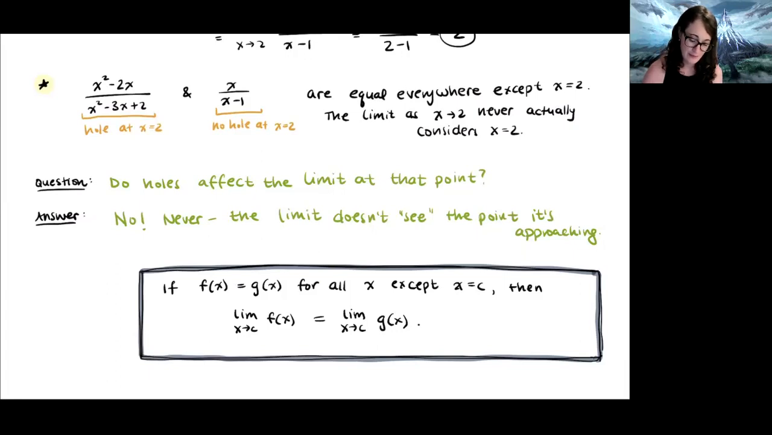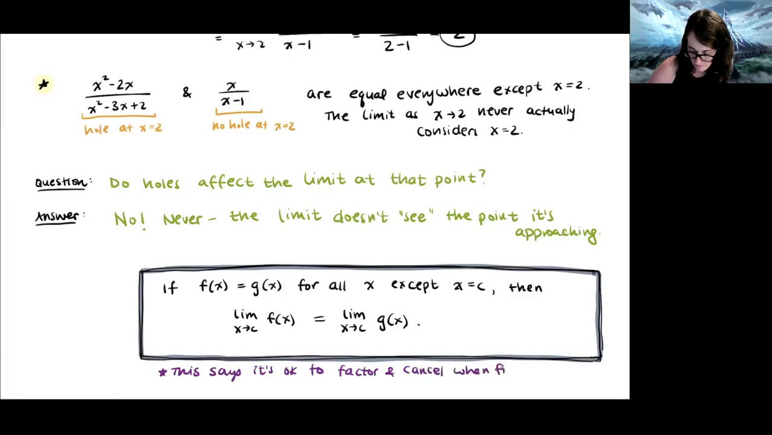Maybe let's write that down. Okay, so what this is saying is that it's okay to factor and cancel when finding limits. And not only factoring and canceling, we'll see some other techniques too, but the idea of canceling out that hole or removing that hole. So actually, let's write that, removing the hole.